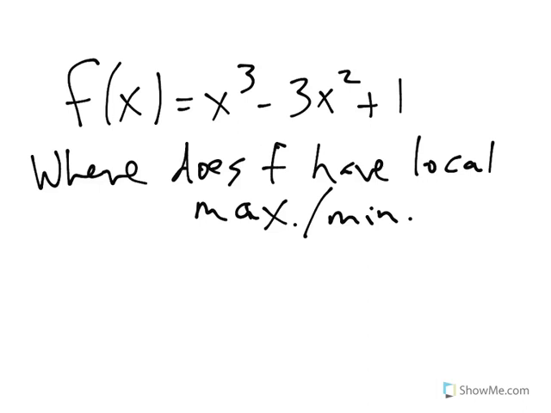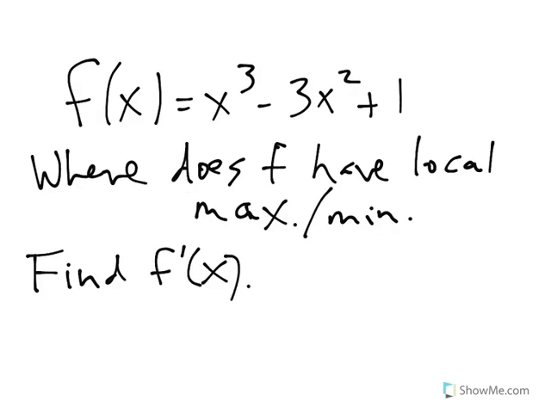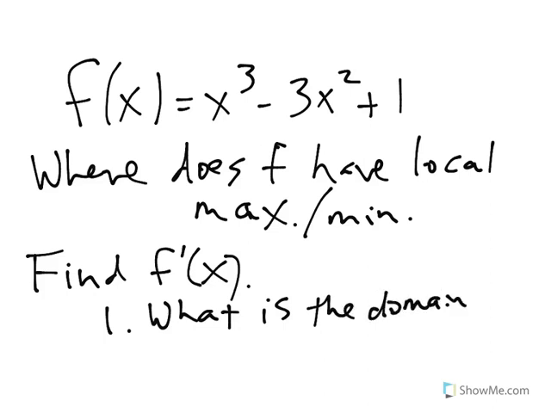But what we're going to do is, first of all, as a first step, find f prime of x. Okay, and then if we look at f prime of x, remember from the last example, we want to see where does f prime of c not exist. So find f prime of x and look at number 1. In order to answer the first question, we have to ask, what is the domain of f prime? Is there anywhere that f prime does not exist? If so, that is a critical value. That's a value for c where f prime of c does not exist. That's what we're looking for. So that could be a maximum or a minimum.